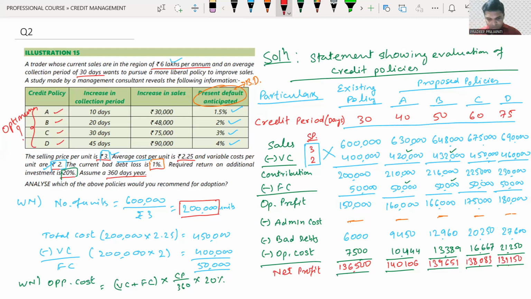Now check where net profit is highest. See, this is 136, this is 140, 139, 138, 131. So profit is highest here in this option. This is the highest profit. So right here, conclusion.